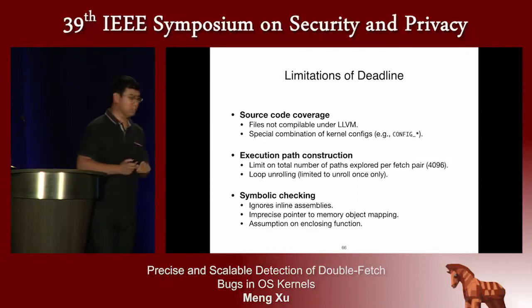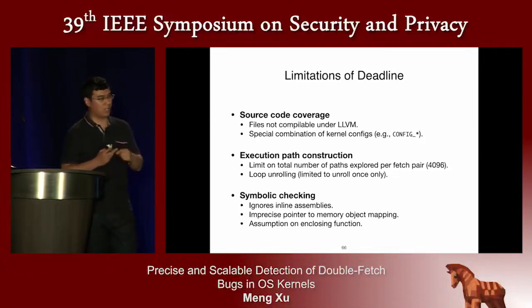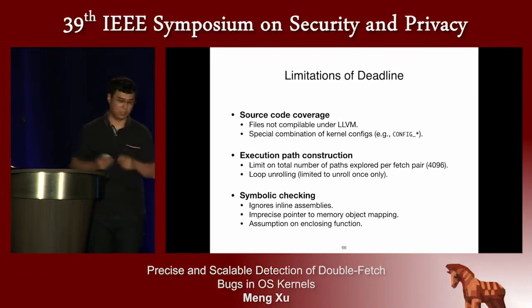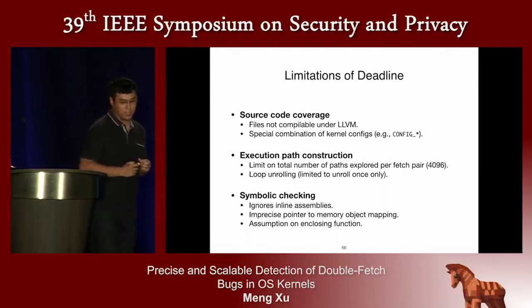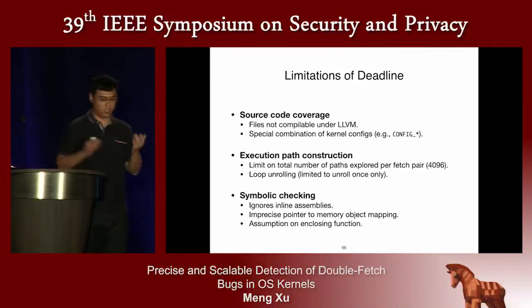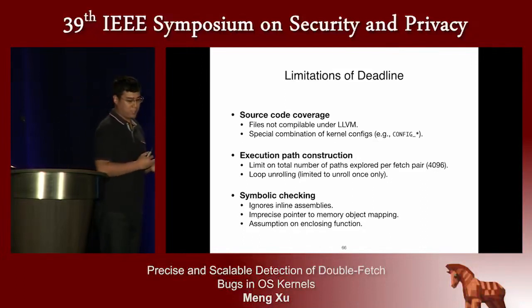Some limitations: we could not analyze anything not compatible with LLVM. And there are some execution path construction limitations. For example, we couldn't handle a path that has too many branches, and we only do loop unrolling once. In symbolic checking, we ignore inline assemblies. Fortunately, there are not many in the double fetch cases. And we may have some imprecise pointer to memory object mapping.